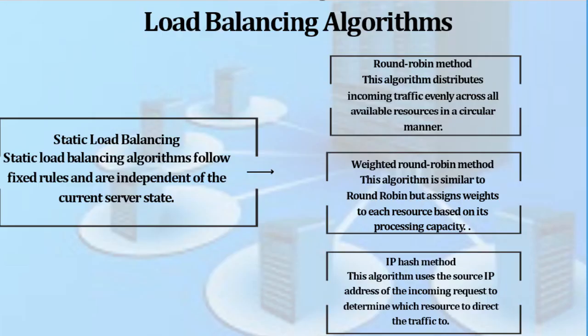Next, we are discussing load balancing algorithms. A load balancing algorithm is a set of rules that a load balancer follows to determine the best server for each of the different client requests. Load balancing algorithms fall into 2 main categories: the first one is static load balancing and the second one is dynamic load balancing. First one is static load balancing. Static load balancing algorithms follow fixed rules independent of the current server state. The following are examples of static load balancing: round robin method, weighted round robin method, and IP hash method.